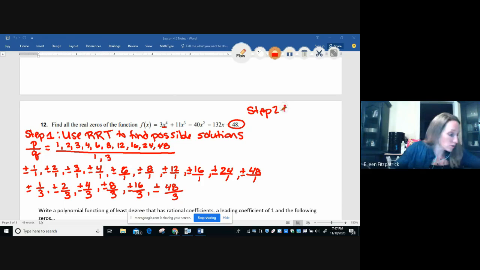Step 2 is you're going to test a possible solution. Now, this is where it could take a long time, right? When I say test a possible solution, what I mean is pick one of these and do synthetic division with the polynomial function to see if you get 0 as a remainder. Because if you get 0 as a remainder, that means it's a root. But that could take a long time.